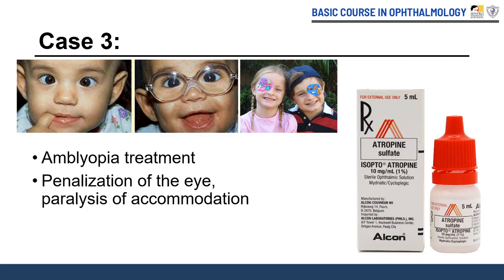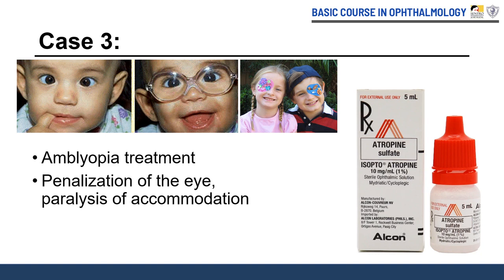Atropine is the most potent mydriatic cycloplegic available. It is directed for use when complete cycloplegia is required. Because of its potency and long duration of action, it is not routinely used for dilation. Atropine is indicated in cases of suspected accommodative esotropia and for amblyopia treatment.